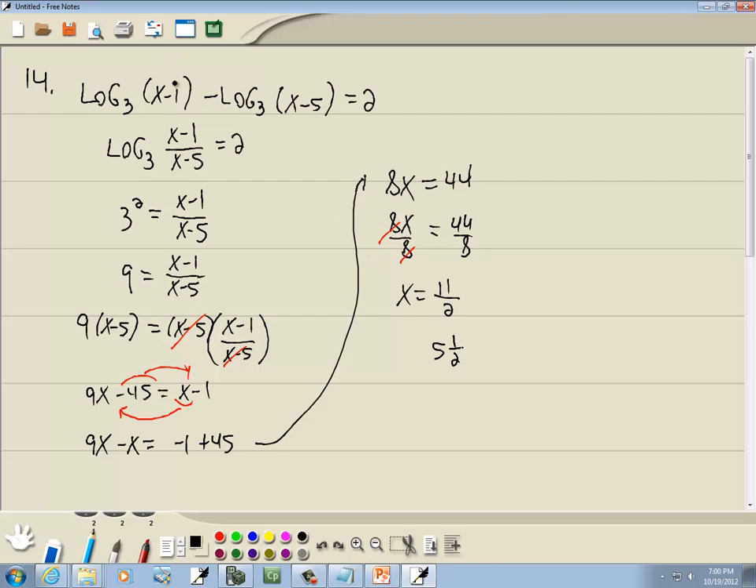Okay. Let's check our answer. If I put 5.5 up here, 5.5 minus 1, it's not 0, it's not negative, so we're fine. If I put 5.5 here, 5.5 minus 5, that's positive. It's not negative, it's not 0. So this is actually our answer. Again, when you check it, all you have to do is check to make sure you don't have a log of 0 or a log of a negative number. We can't have that.